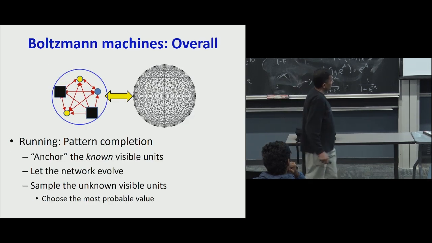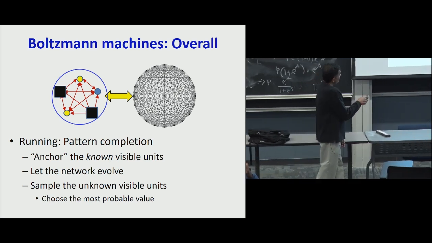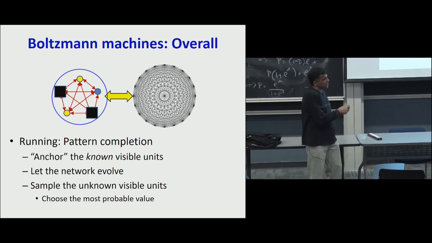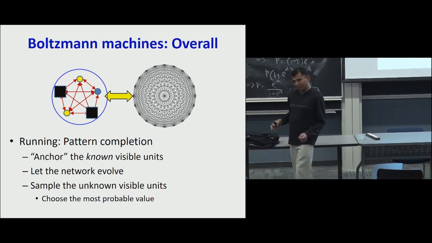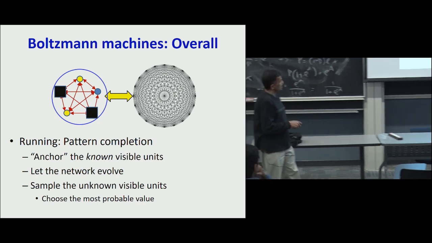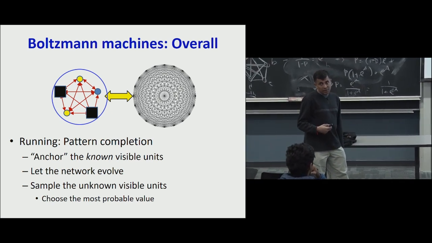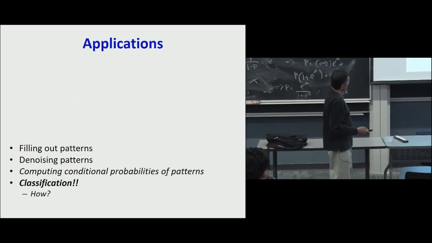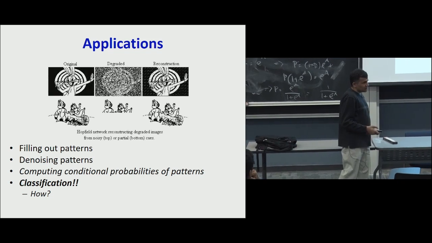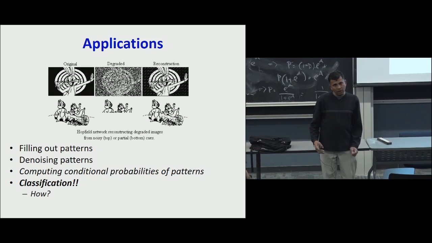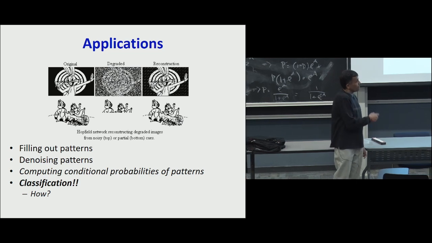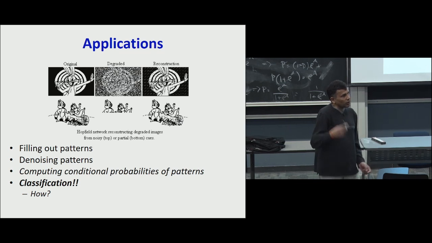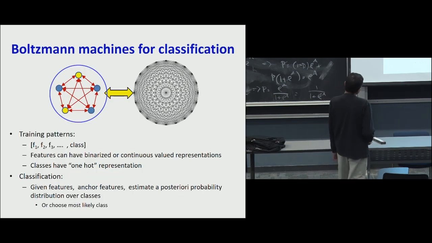For running pattern completion, if I'm given some of the visible bits and not the other bits, I just fix the ones that are given. I let the entire network evolve without modifying these. And then I sample the visible bits eventually when the thing has finished its evolution and choose the most probable value. Or if I'm fixing degraded patterns, that would be the second case, I can initialize the visible patterns and then just let the network evolve and do the same thing as before.